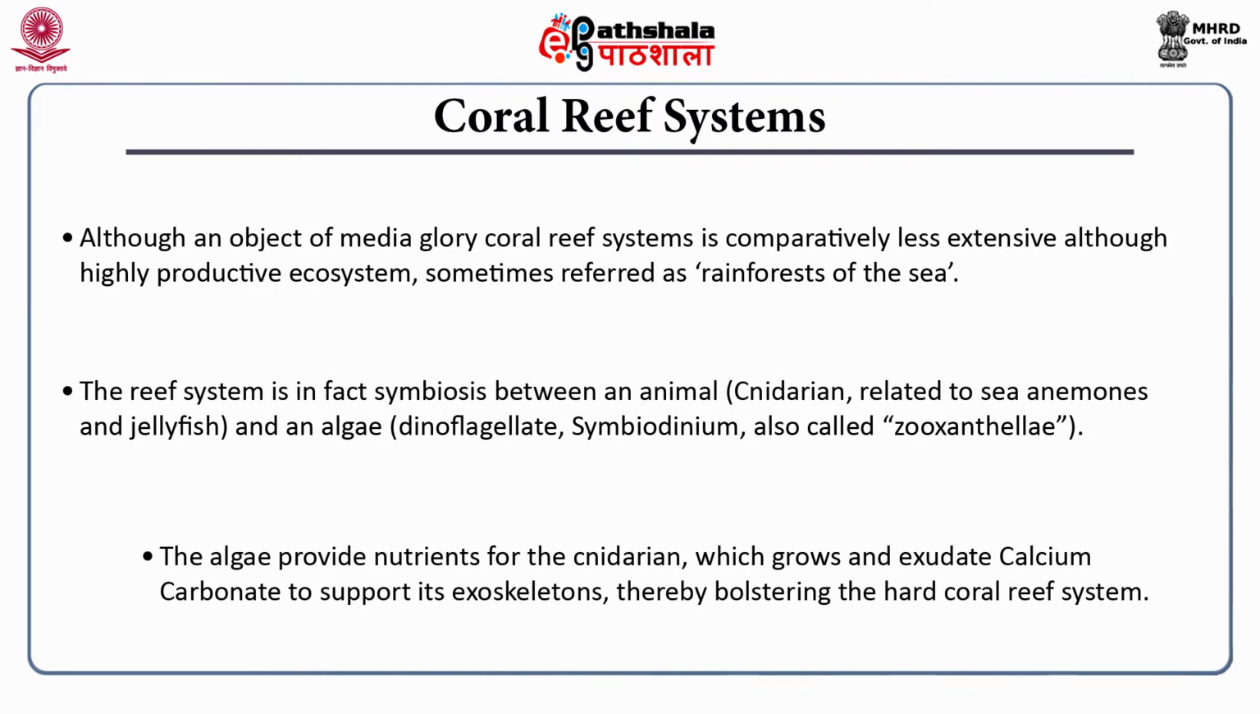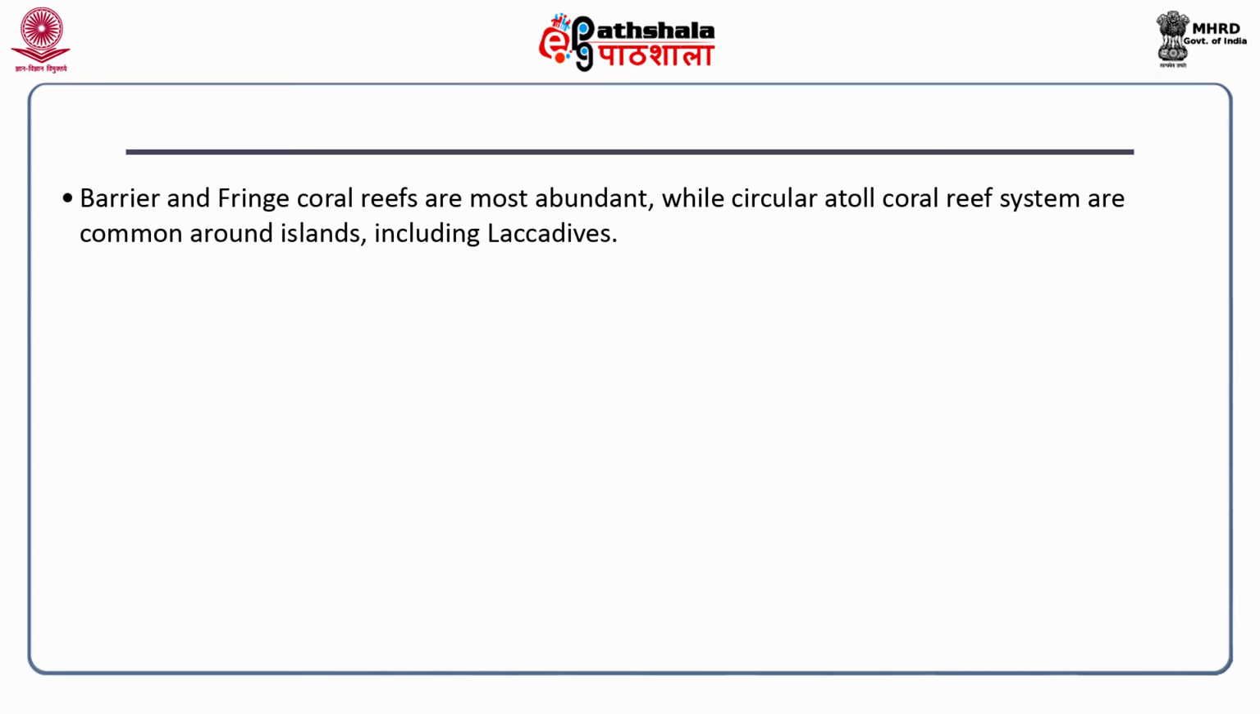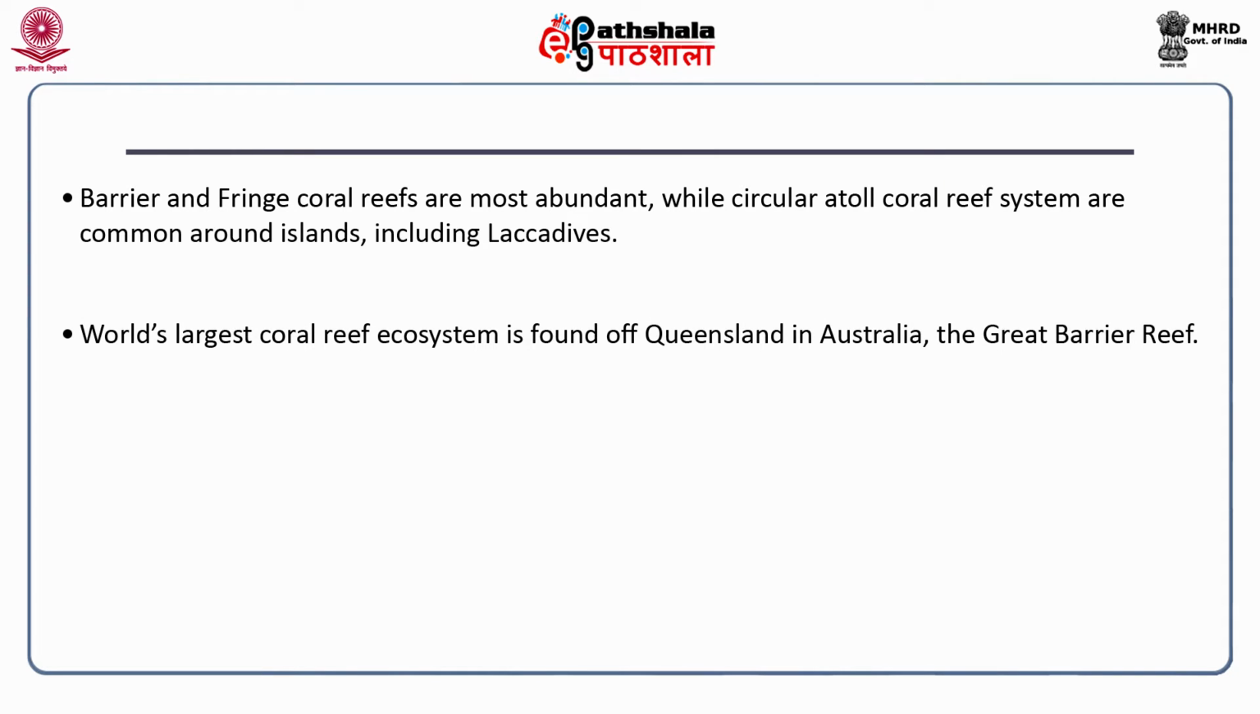The algae provide nutrients for the cnidarian, which grows and exudes calcium carbonate to support the exoskeleton, thereby forming the hard coral reef ecosystems. Barrier and fringe coral reefs are most abundant, while circular atoll coral reef systems are common among islands, including Lakshadweep in India. The world's largest coral reef ecosystem is found off Queensland in Australia, the Great Barrier Reef.